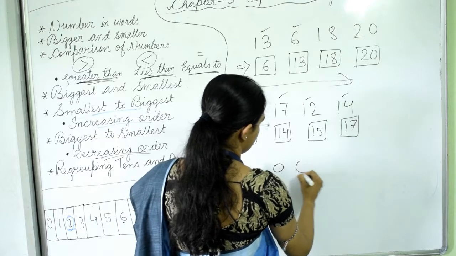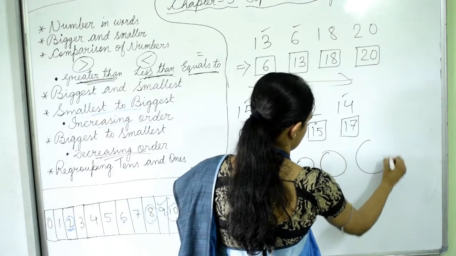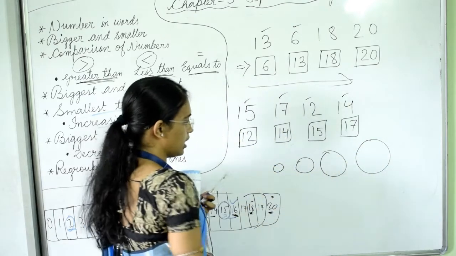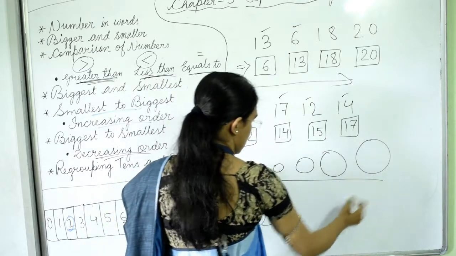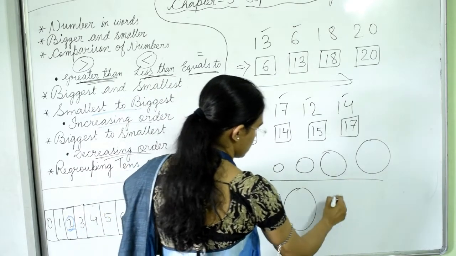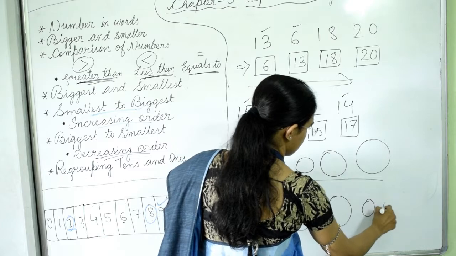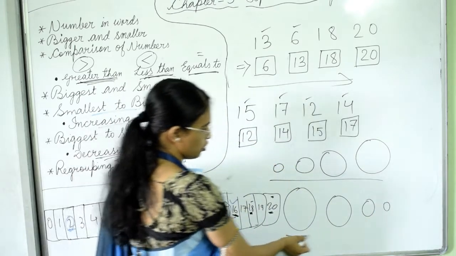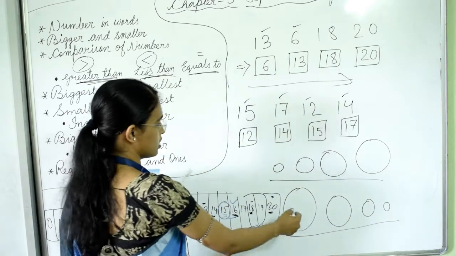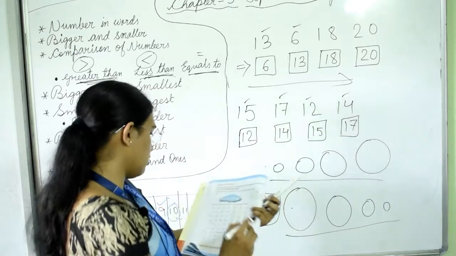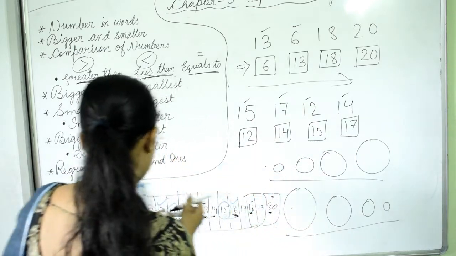Now this is the increasing order. Chota se bada ho raha hai. And decreasing order means bada se chota, like this. Bada se chota ho raha hai. Okay, so this is decreasing and this is increasing. Now the question is 13, 16.